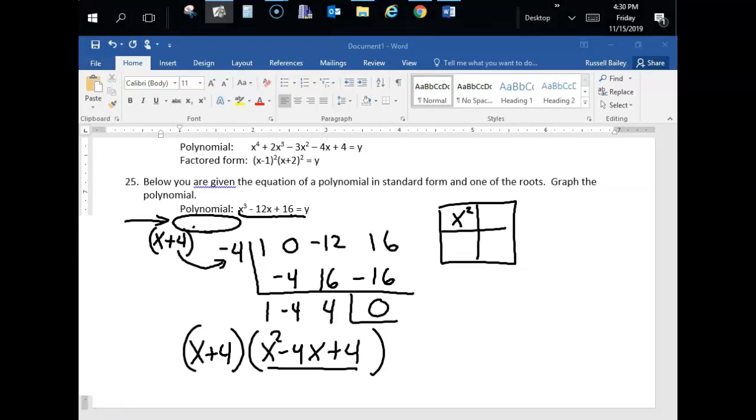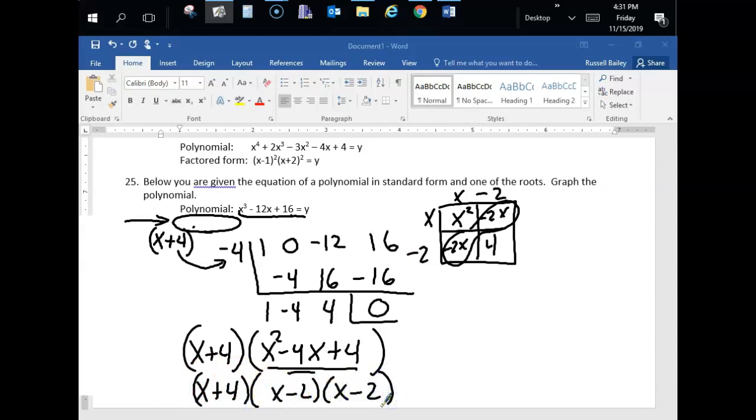So x squared goes in the top left, 4 goes in the bottom right. And then we look for 2 things that multiply to make x, 2 things that multiply to make 4. And then we need those 2 things to add up to make the middle, which they would if they were both negative. So these are both negative. And so here's what I get this thing to be factored into completely. So now we have x plus 4, and then we have x minus 2 and x minus 2.